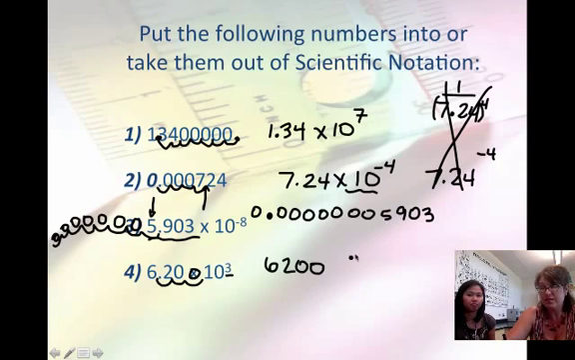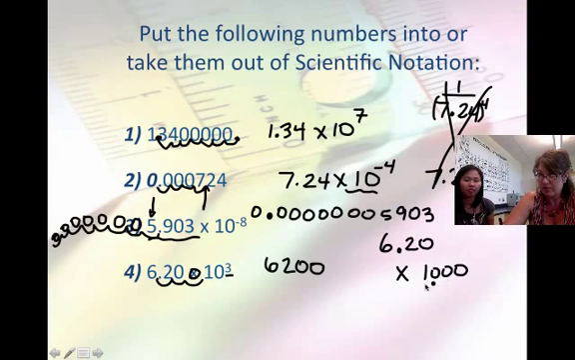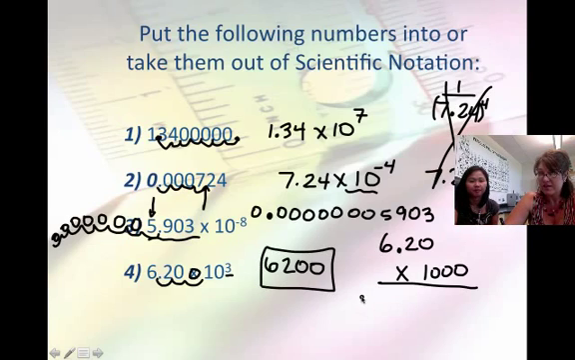That should make sense because what we're saying is 6.20 is multiplied by 10 to the third power. 10 to the third power is 1,000, so multiply them together: 6,200. So scientific notation is a shorthand way of writing big numbers and small numbers. We will be using both in this class.